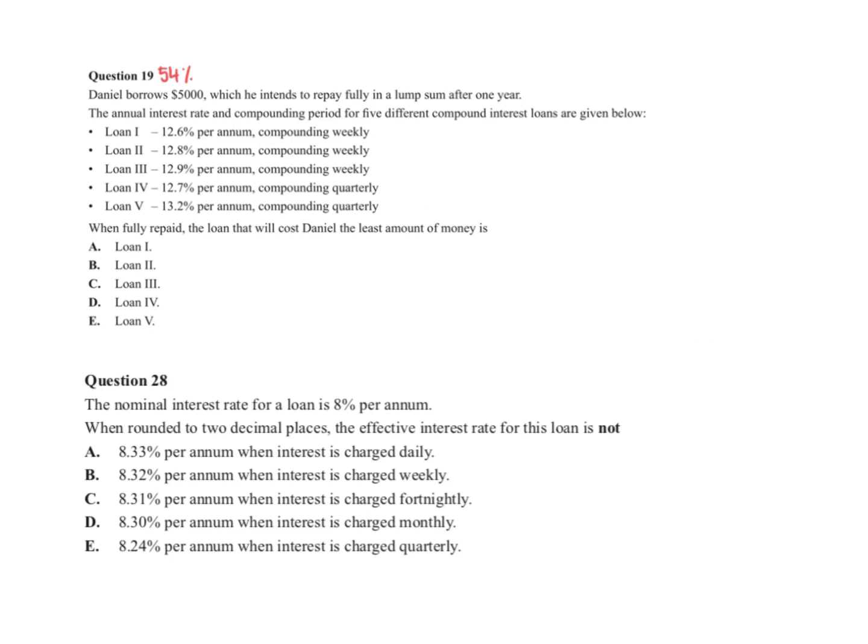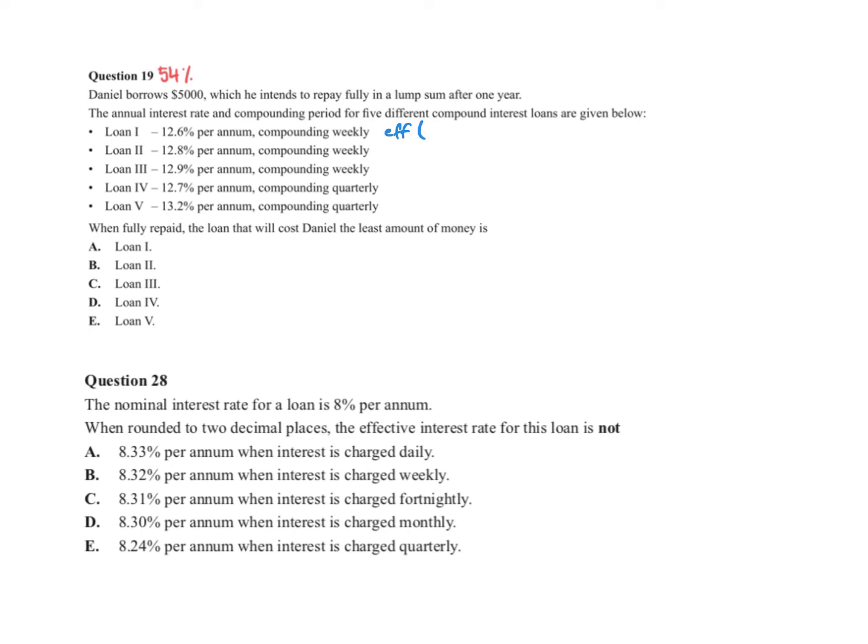So Daniel borrows $5,000, which he intends to repay fully in a lump sum over 1 year. The annual interest rate and compounding period for 5 different compound interest loans are given. When fully repaid, the loan will cost Daniel the least amount of money. So he's got this loan. We want the lowest effective interest rate. So you're going to be typing into your calculator all of these.